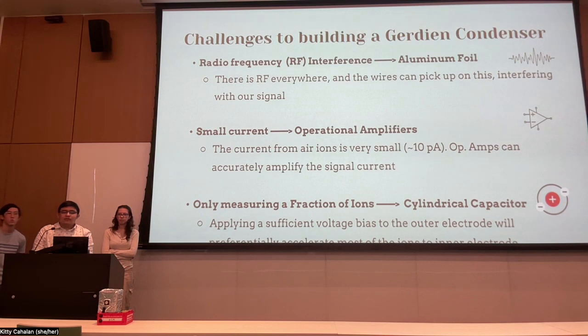Another one was a small current. The currents from ions are very small, around 10 picoamps, and with operational amplifiers, we can accurately amplify the signal current. Another one was the fact that we were only measuring a fraction of ions. Since we were measuring a very small amount of ions, we needed to use a single capacitor, which involved applying a sufficient voltage bias to the outer electrode, which would attract most of the ions to the inner electrode.